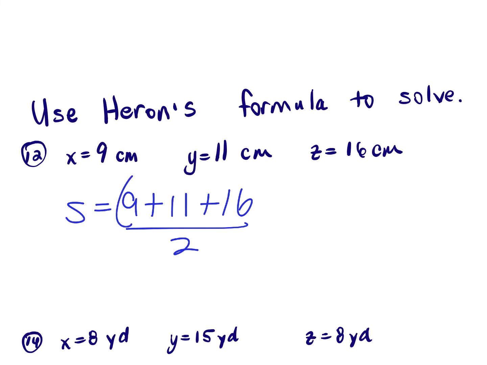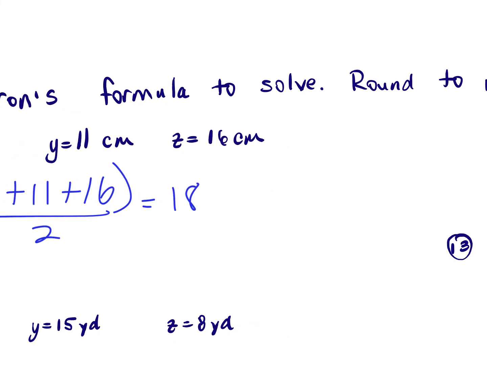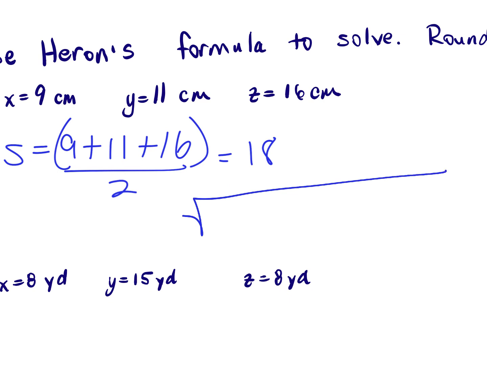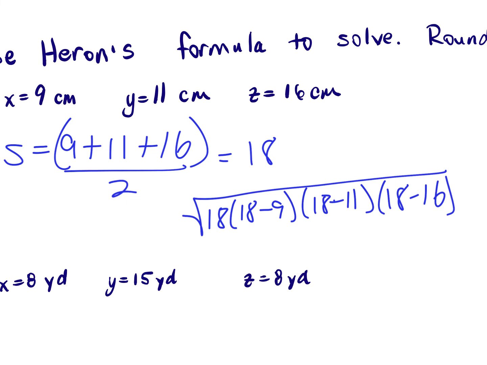I have to add the numerator together first. Either do it together, hit enter, then divide it by 2, or tell your calculator to put it in parentheses so this adds first, then divide. Once you find this value, which happens to be 18, you then set up your problem with 18 here, and you subtract each side: 18 minus 9, 18 minus 11, 18 minus 16, and you evaluate that in your calculator. And you round to whatever it says to do.